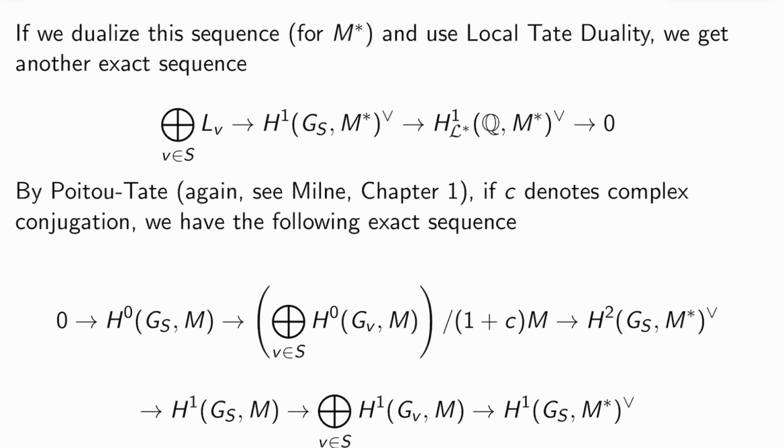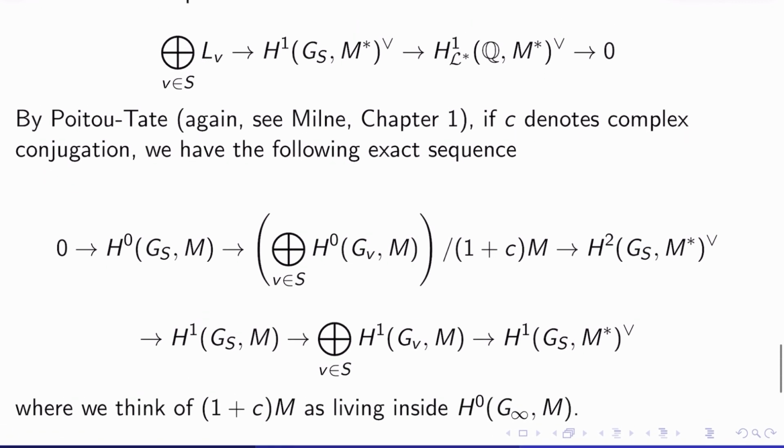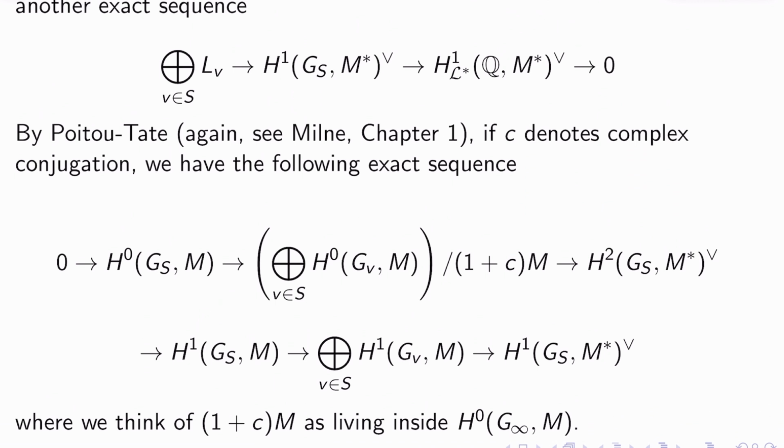Okay, so we turn a left exactness into a right exactness. And then by Poitou-Tate, and you can see Milne chapter 1 for this theorem as well, and I think CSS also deals with this. If C denotes complex conjugation, then we have the following exact sequence. So this is a big exact sequence, so get ready for this.